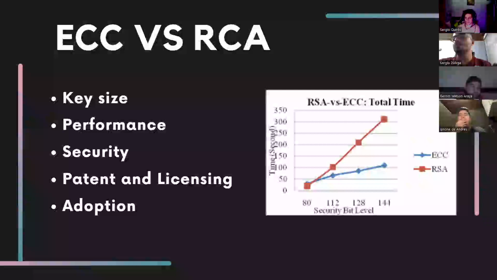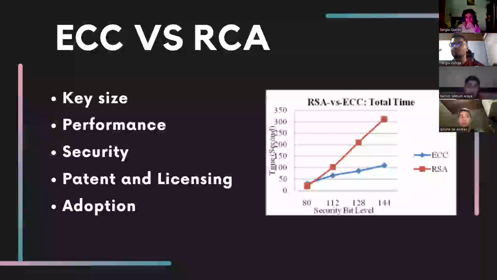Then we also can talk about the adoption. The RSA has been in use for a longer period and is more widely adopted in various cryptographic applications. However, the ECC is gaining popularity, particularly in modern systems where efficiency and performance are crucial.